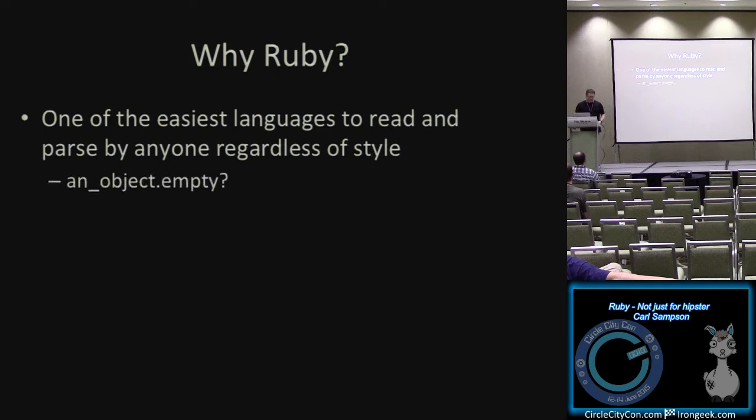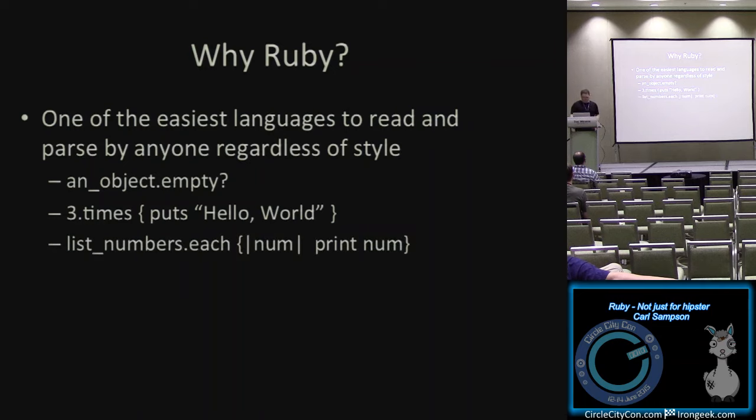So it has a standard where methods that end in a question mark return a Boolean. So this method is just asking if that object is empty. It has several different iterator styles. So this one just puts hello world 3 times. This one just iterates through an array using a block. So for each of the numbers in the list, it prints that number. And then an array length. So those are just some simple examples of Ruby syntax.